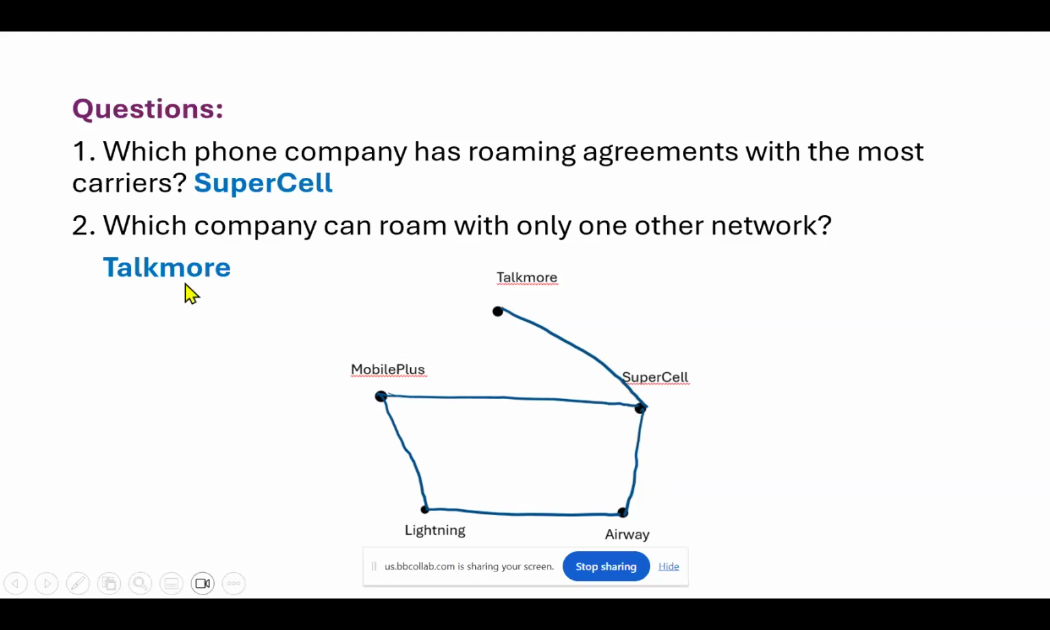And the second question, which company can run with only one other network? We see there's only one edge going into Talkmore, so the answer is Talkmore.